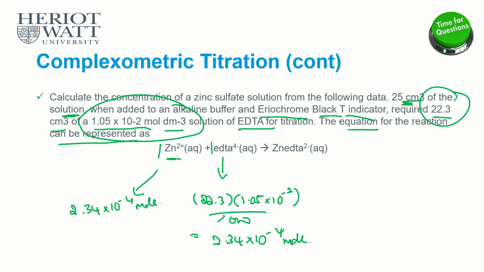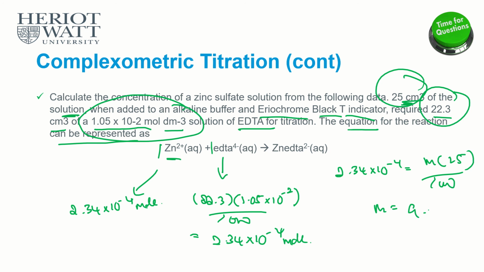Right? Now you've got the mole of zinc. And what is the volume of zinc sulfate? 25 centimeter cubed. So 2.34 times 10 to the power negative 4 equals MV, 25 over 1000. And from here, you can get the concentration of zinc or zinc sulfate, right? So let's try it out. 2.34 times 1000 over 25. Yes, you get the concentration 9.37 times 10 to the power negative 3. So this is mole per dm cubed. That's the concentration of zinc 2 plus ions.